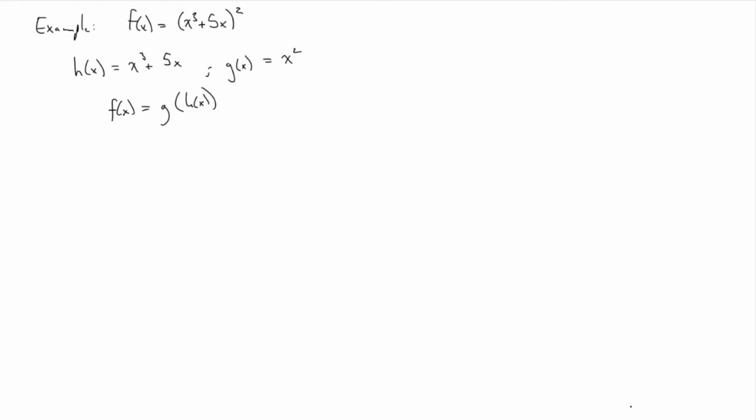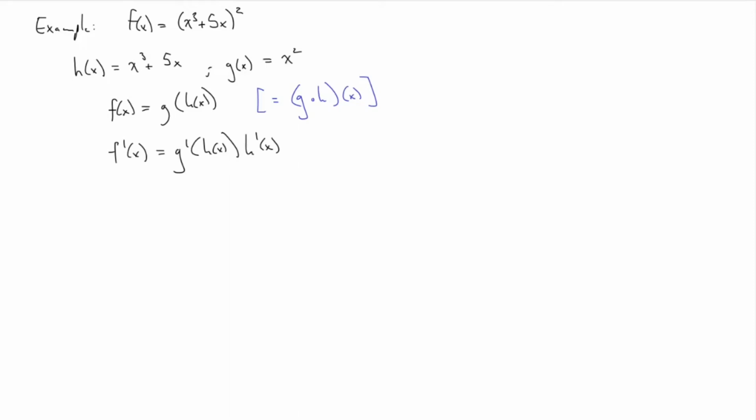Well, it's x cubed plus 5x all squared. So f of x is g of h of x. And just to remind ourselves, there's notation for that. This is sometimes read as g of h of x or g following h of x, which I personally prefer, but you've certainly seen it before. This is function composition we're talking about.